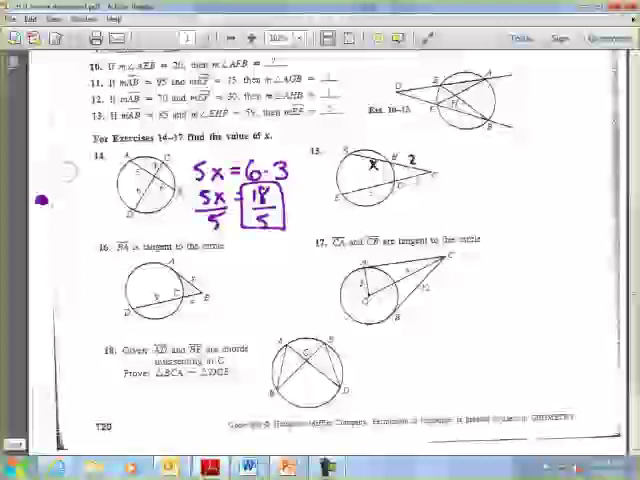All chords do not need to be the same length. In a circle, there are some long chords and some short chords. So they do not add up to the same thing, but their products will be the same thing. So multiply the broken pieces. Do not add and subtract the broken pieces. Questions on that?